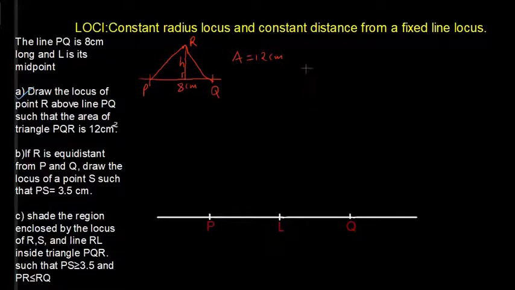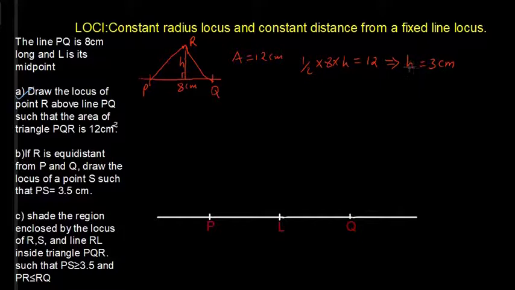So we're going to have the area of the triangle, which is obtained as a half times the base, which is 8, times the height. That should give us the area, which is 12 square centimeters. So if we work this out, we'll realize that H will be 3 centimeters.